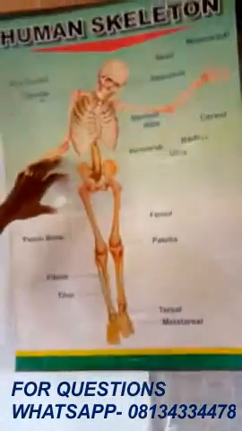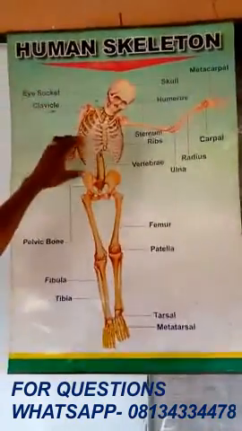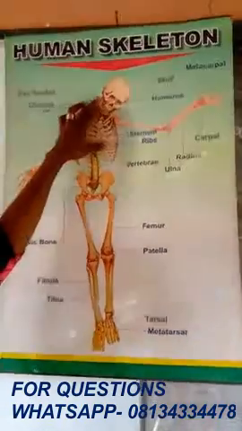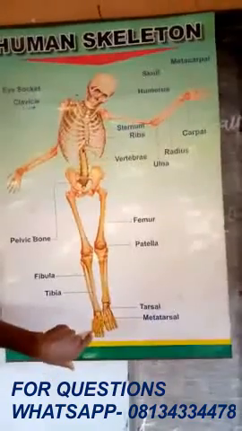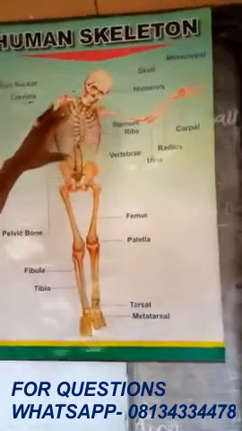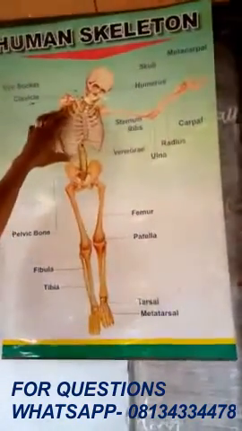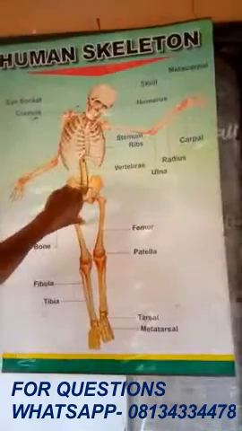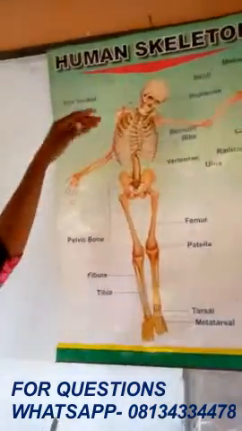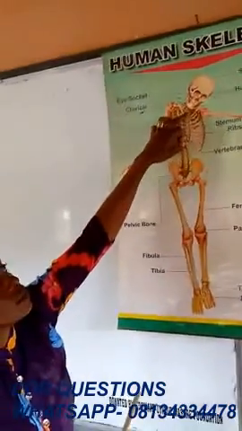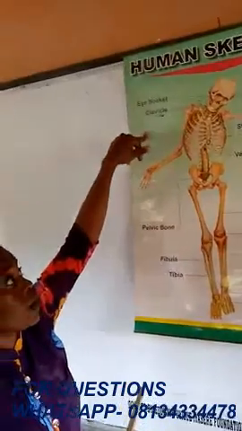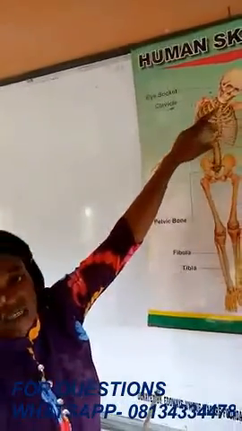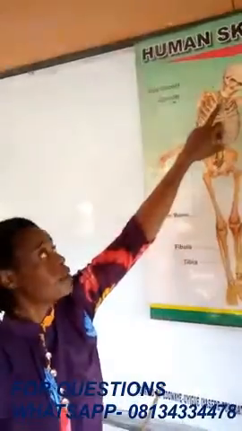I repeat, the vertebra begins from the skull down to the hindleg. Now, I said it passes through 5 regions in the human body, which begins from the neck region, which is known as the cervical vertebra, and it is 7 in number.